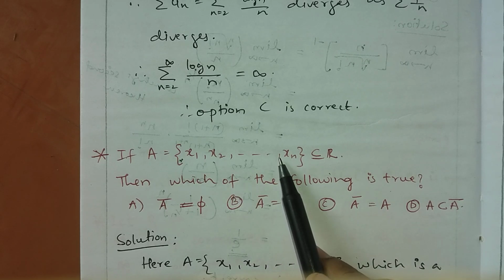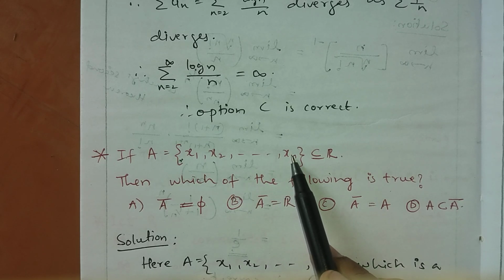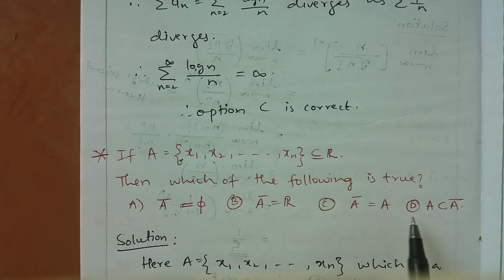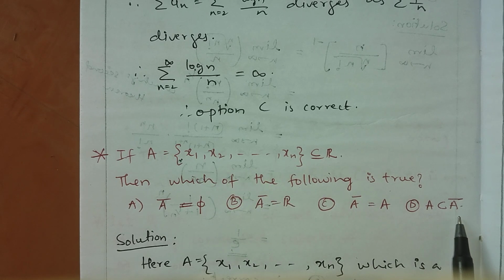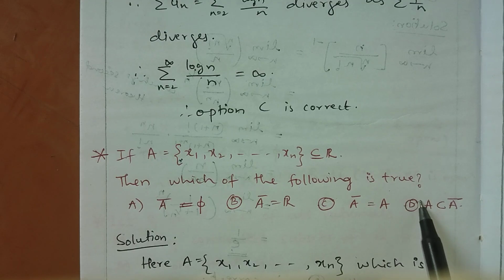Here A is a finite set and every finite set is closed, and for a closed set the closure of A is equal to A. Also here A is contained in the closure of A. So both the options are correct.